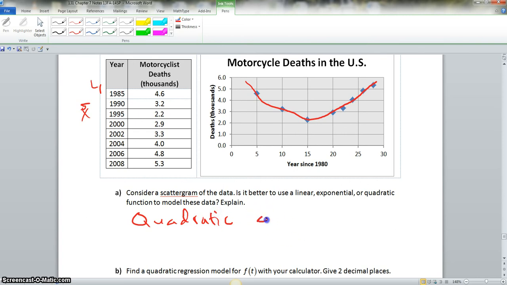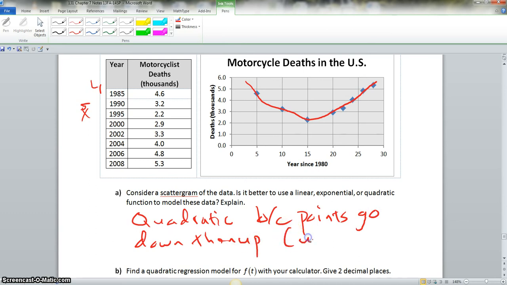And that is because the points go up. Well, actually, they go down first. Points go down, then up. And it has a U shape.